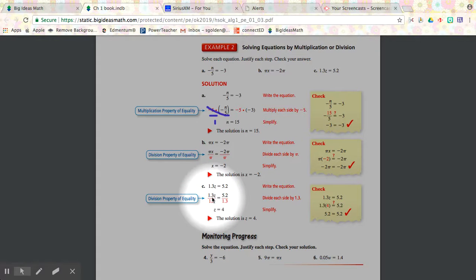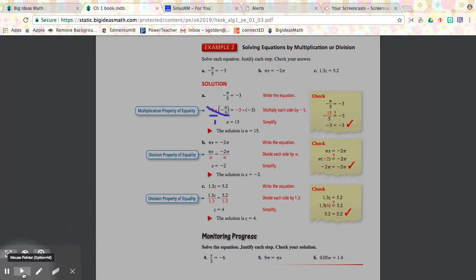Okay, this last example, they use decimals. So problem C, we have 1.3z equals 5.2. So 1.3 times z, so to get rid of that 1.3, we're going to divide. We divide both sides by 1.3. So 1.3 divided by 1.3 leaves me with z. And 5.2 divided by 1.3 comes out to exactly 4. So z equals 4 is your solution.